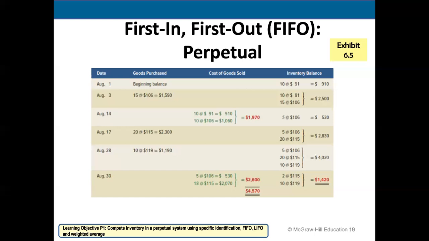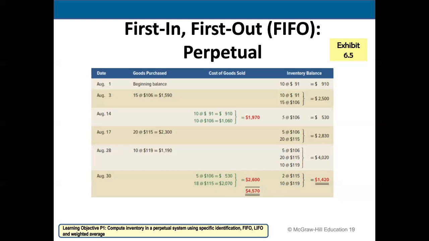And the answer is the oldest ones first. So I'm going to assume I sold all 5 of the $106 units. And then the remaining 18 bikes I sold, I'm going to assume are all the $115 units. So 5 at 106 and 18 at 115 gives us 2,600. And the bikes still in inventory then will be 2 of the $115 units because we had 20, sold 18, and 10 of the $119 units.